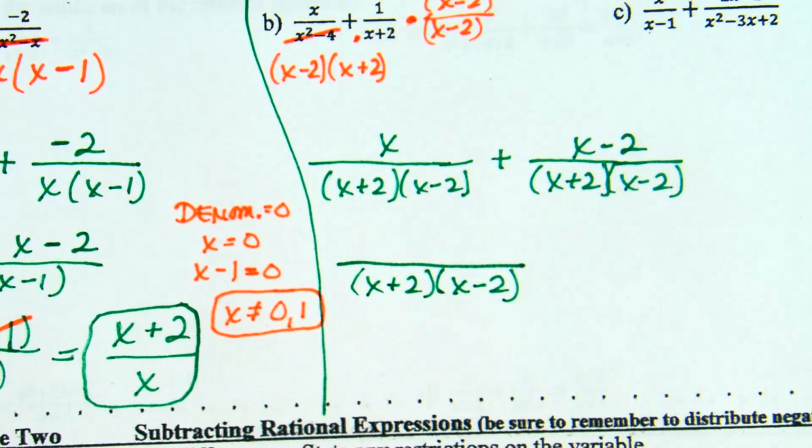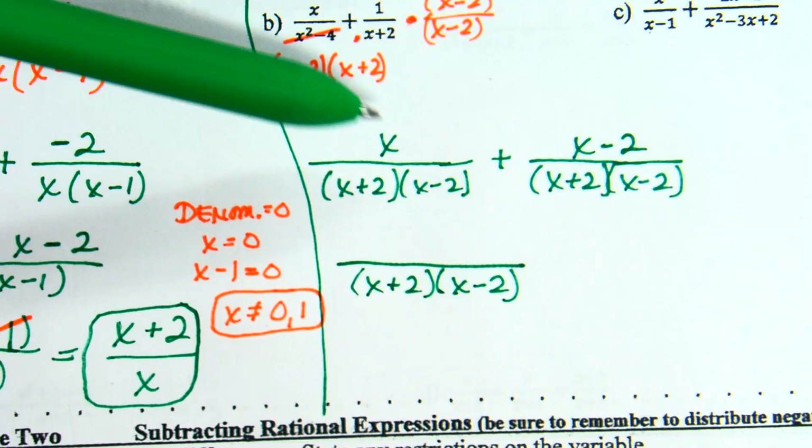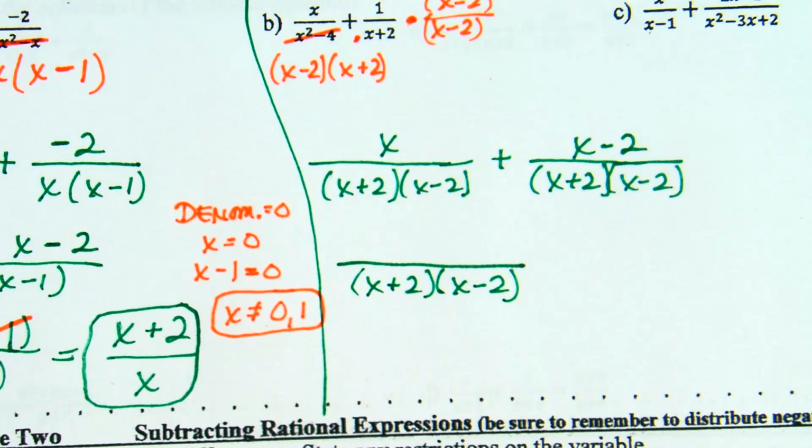You add them. So I'm doing x plus x minus 2. What is x plus x minus 2? Not x squared. 2x minus 2. Because what's 1x plus 1x? 2x. And then we have a minus 2 tagging along for the ride.